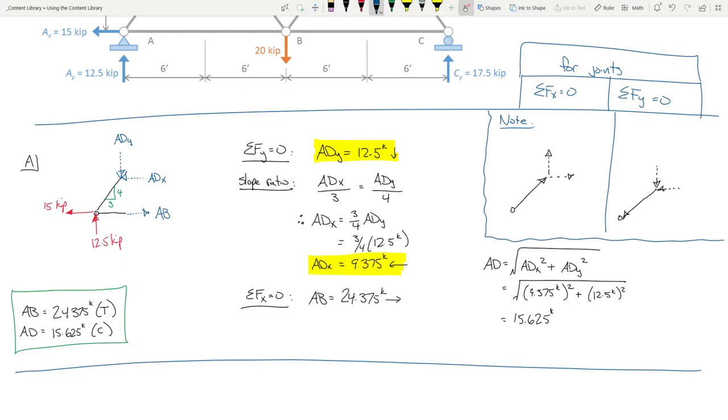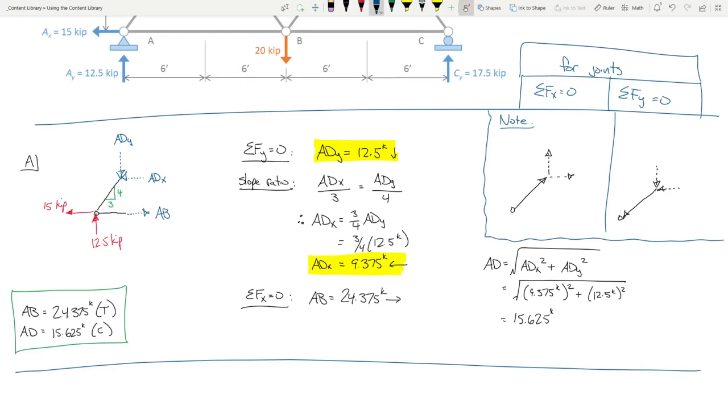Yes. So now that we've done a joint, I want to show you why I do this. Let's sort of game this out. I solved joint A first, so the next joint I could solve could be joint D. If I solve joint D, it's going to give me this member and this member. So then, can I solve joint B? Yes. Really, at that point you could do any of them, because they all have two unknowns. So maybe after that, I'll do joint B.